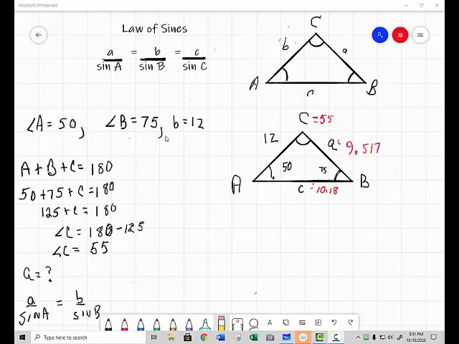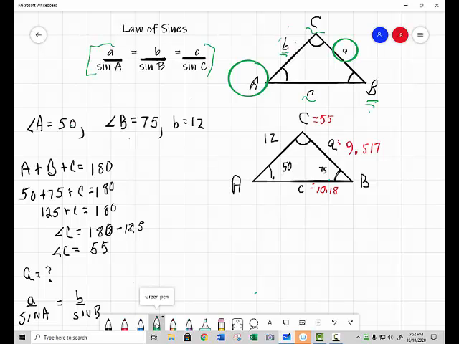I want to talk about the law of sines. The law of sines basically is the ratio of a side of a triangle to the sine of the angle opposite. In other words, the length of side A divided by the sine of angle A is equal to side B divided by the sine of B, which is also equal to C divided by the sine of C.